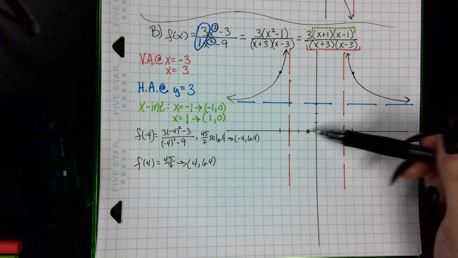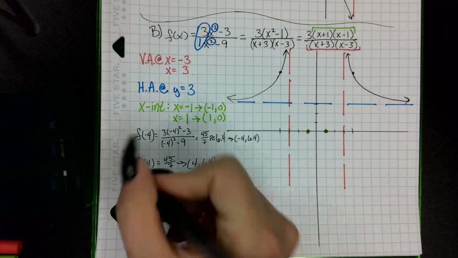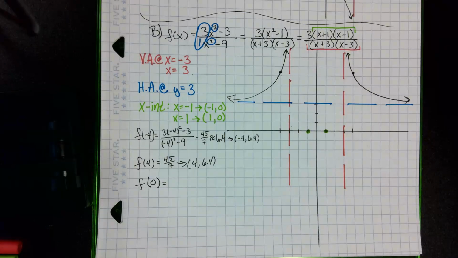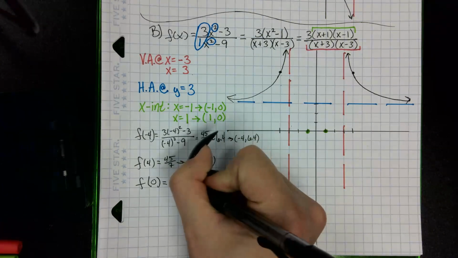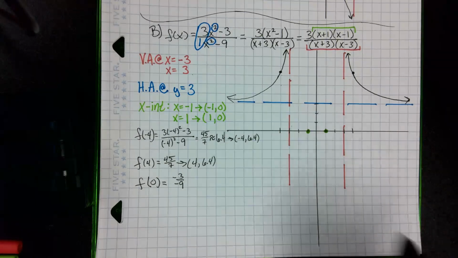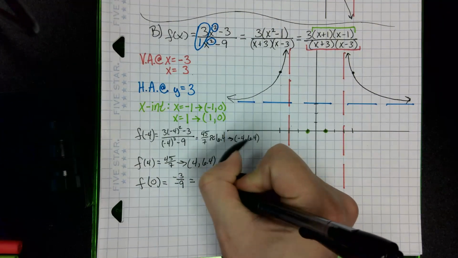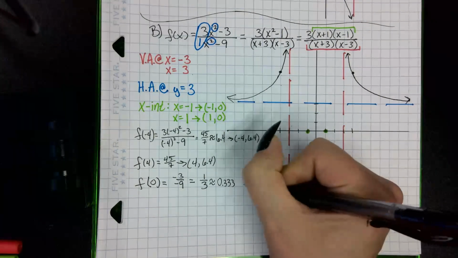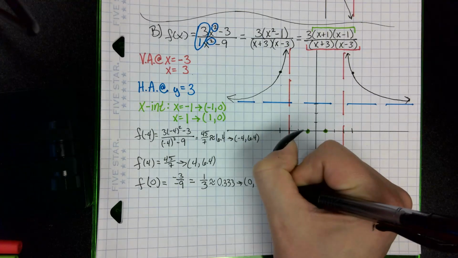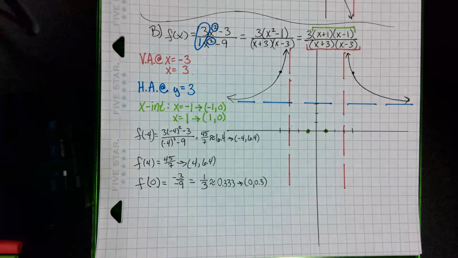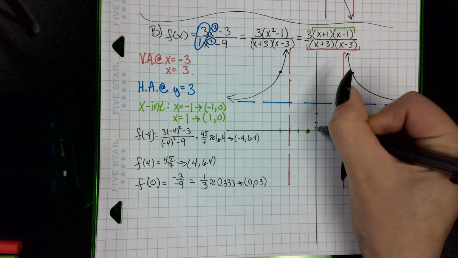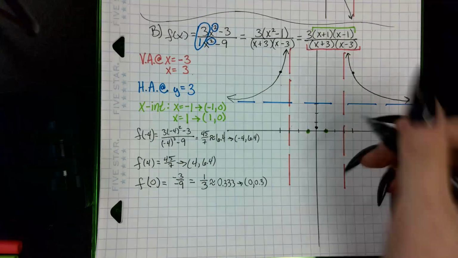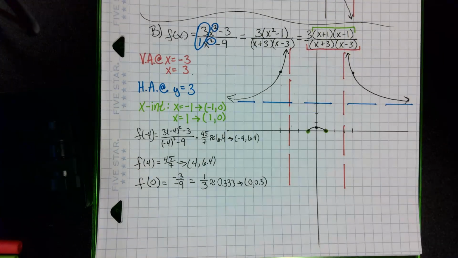Between these two x-intercepts is the y-axis, so a good point to test is the y-intercept. So f of 0. I plug in 0 and I get negative 3 over negative 9. That gives me 1/3, which is approximately 0.333. So that's the point 0, 0.3. So positive third, about right there, a little less than half. That's enough to show me that it's going to have to connect that way.